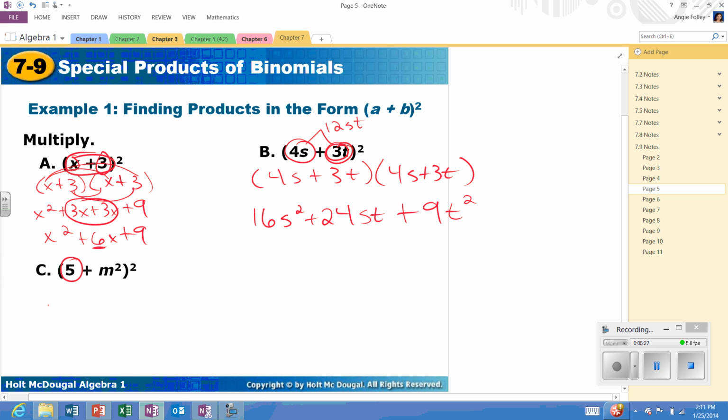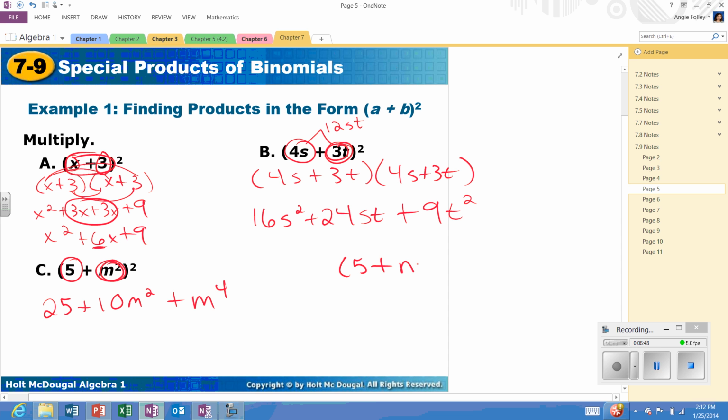So it's the first term squared. 5 times 5 is 25. It's the two terms times themselves and then doubled. So that's 5m squared. So if I double that, 5m plus 5m becomes 10m squared. And then the last term squared. M squared times m squared becomes m to the fourth. And you're done. So let me just show you one last time.